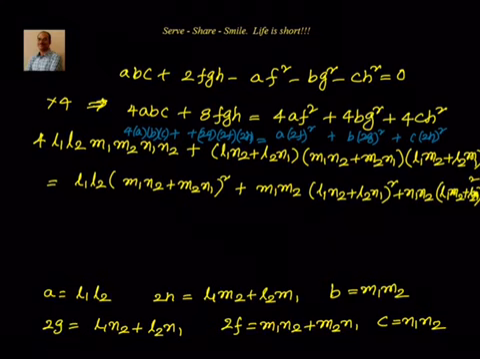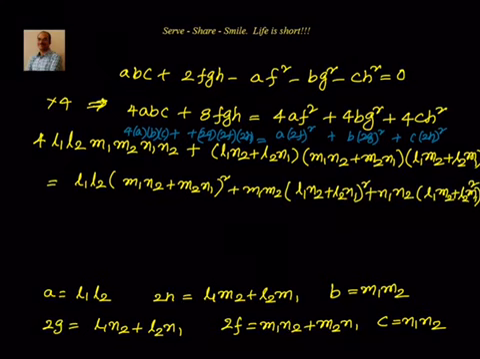L1 M2 plus L2 M1 whole square. One minute. So we have to prove that 4 L1 L2 M1 M2 N1 N2 plus (L1 N2 plus L2 N1) multiply with (M1 N2 plus M2 N1) multiply with (L1 M2 plus L2 M1) is equal to L1 L2 into (M1 N2 plus M2 N1) whole square plus M1 M2 into (L1 N2 plus L2 N1) whole square plus N1 N2 into (L1 M2 plus L2 M1) whole square.